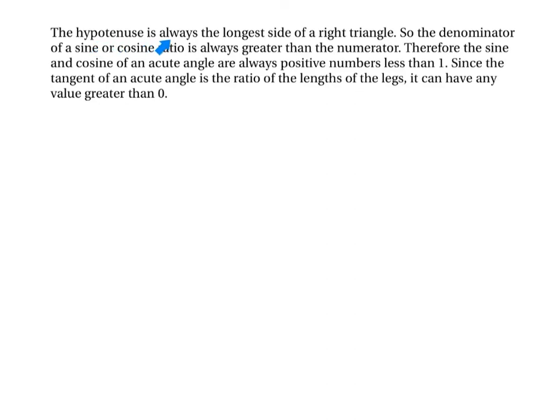The hypotenuse is always the longest side of a right triangle. You know that. So the denominator of sine or cosine ratio is always greater than the numerator. Therefore, the sine and cosine of an acute angle are always positive numbers less than 1. Since the tangent of an acute angle is the ratio of the lengths of the legs, it can have a value greater than 0. This is a good thing to note. Sine and cosines of acute angles are going to be positive numbers less than 1, and tangent of acute angles can have values greater than 0.